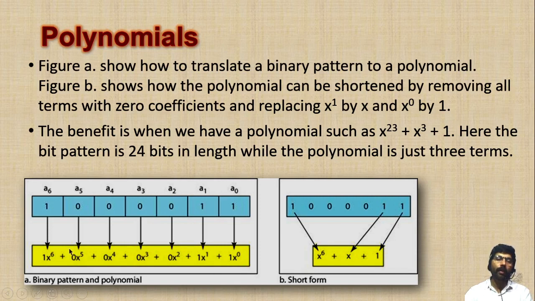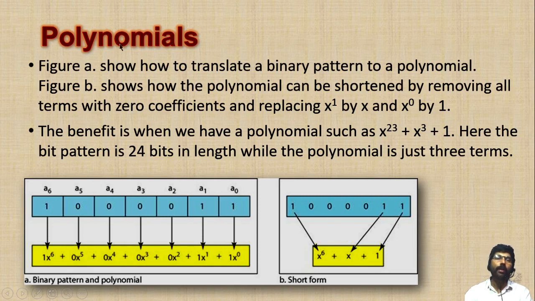This type of polynomial can be reduced to a smaller one, like in this diagram. Wherever the 0 is there, we can just remove that part because any value multiplied by 0 is nothing but 0. So remove all the terms where the coefficient is 0. So we got here x raised to 6, plus x plus 1. This is the shortest form of polynomial for this pattern.